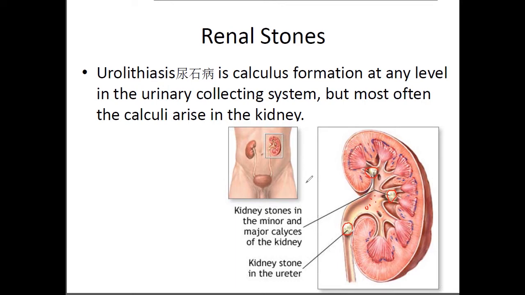So the cause of kidney stone: people think about eating some special kind of food, which pretty easily forms kidney stone. So that's some calcium in the urine, and if it is not directly relieved, it then forms the kidney stone. So that's the kidney stone. Kidney stone mainly forms in the kidney.